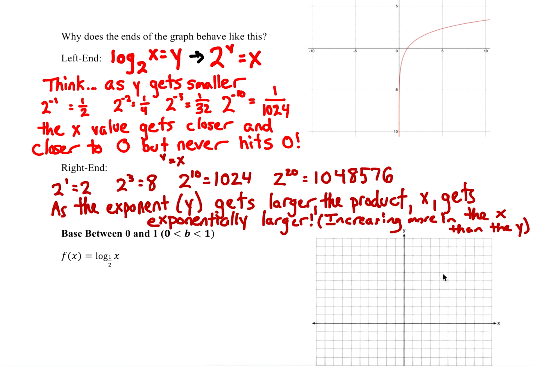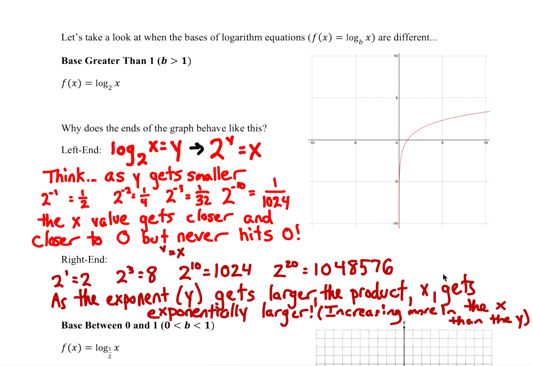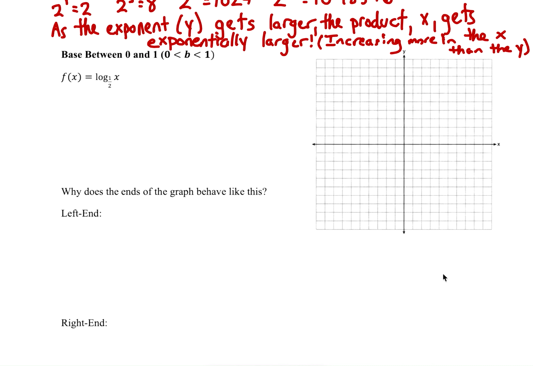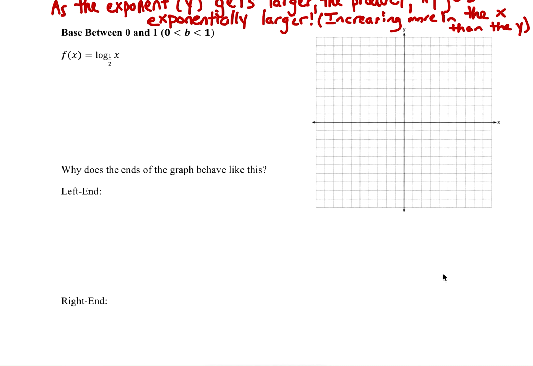So let's take a look at, it behaves a little differently. So the base here is greater than 1. If the base is in between 0 and 1, the graph is going to look a little different. There's a reason for that, so I'll make sure we go over that.